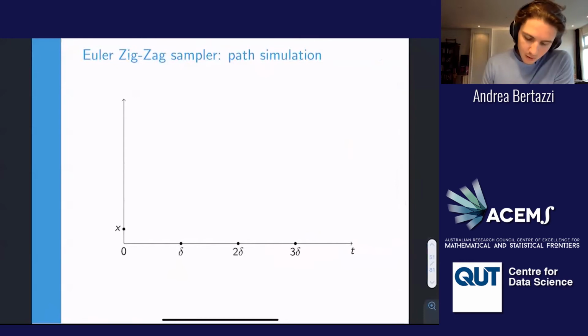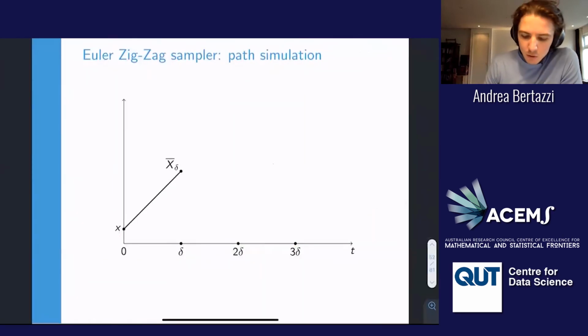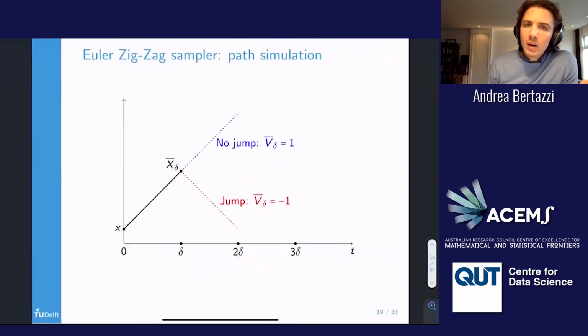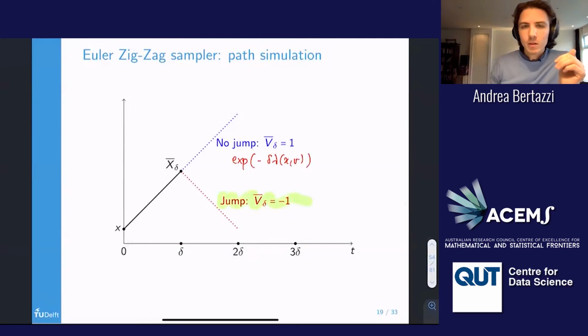Okay, let's see, in a similar fashion as we saw earlier, how this would evolve. So we have our grid for the time variable of step delta, and we start at position x with velocity equal to 1, and we want to see how this Euler zigzag sampler would evolve. The first thing we can do is immediately find the new position of the process, and this is deterministic. There's nothing that can change it. Then we want to establish if a jump has happened. So we have two options: either no jump or there is a jump. If there is no jump, we will keep our velocity equal to 1, and this happens with probability exponential of minus delta lambda(x, v). On the other hand, we can also have a jump, in which case we would flip the velocity.